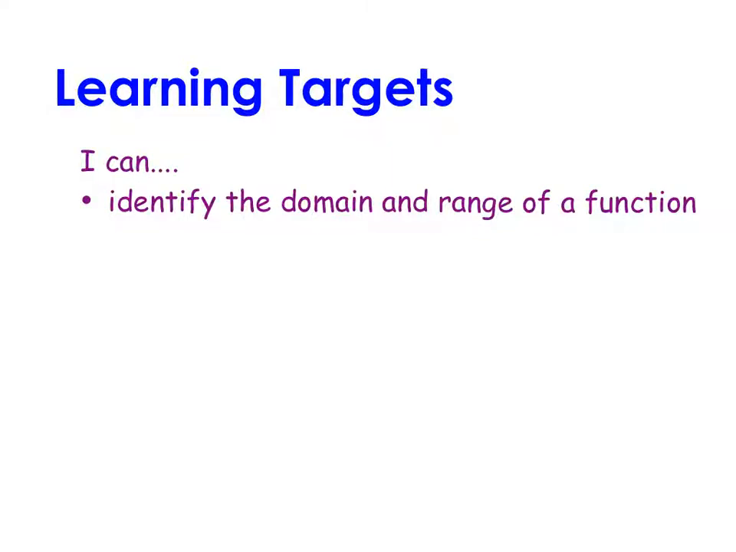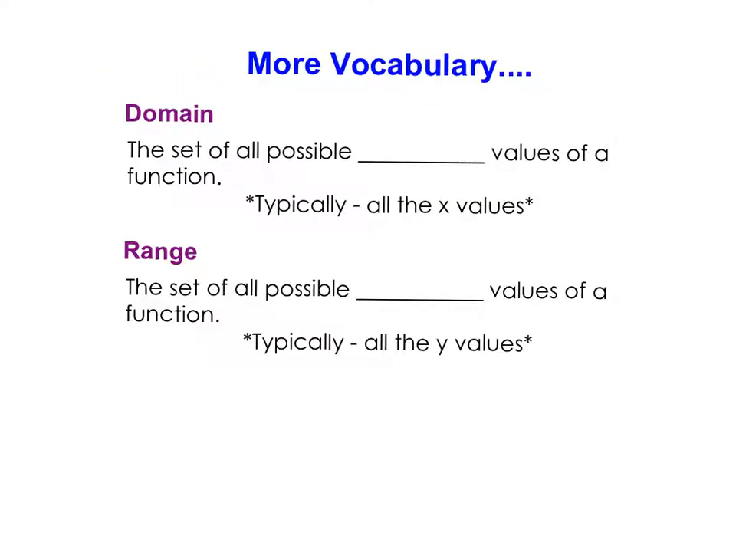In this video, we're going to identify the domain and range of various functions. So before we can actually find domain and range, we need to define what they are so we know exactly what we are looking for. The domain on a graph is the set of all possible input values of a function. So any values that can be put into a function.